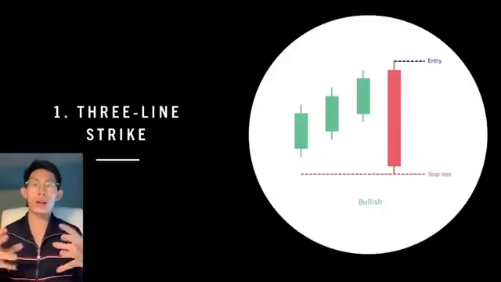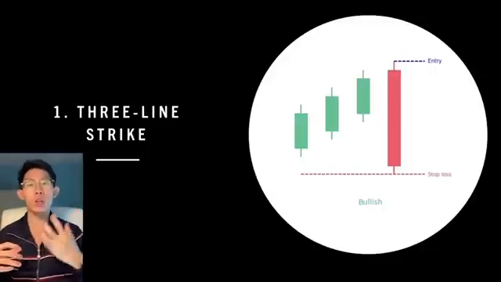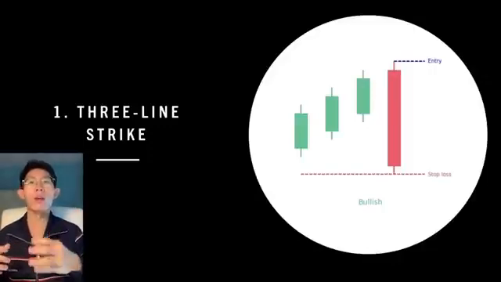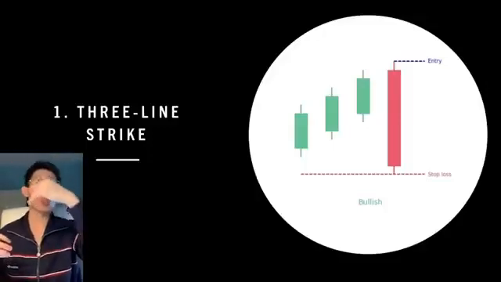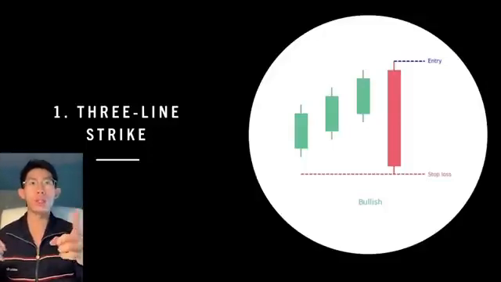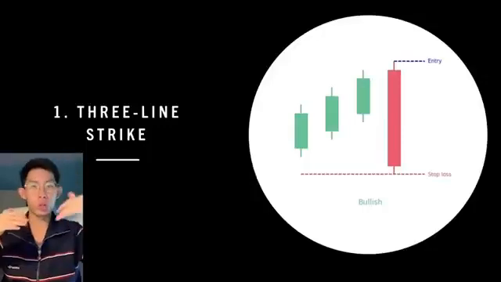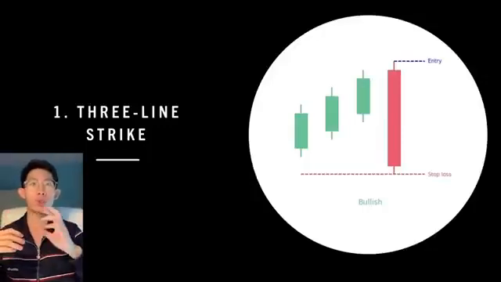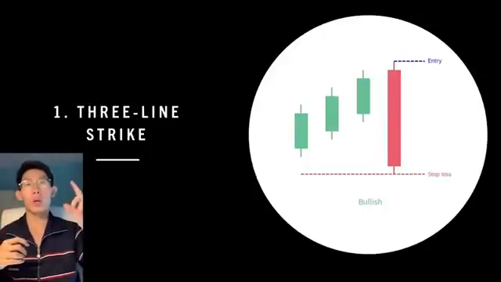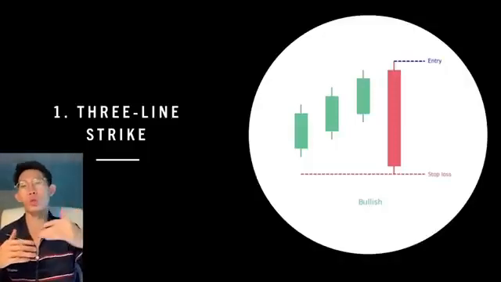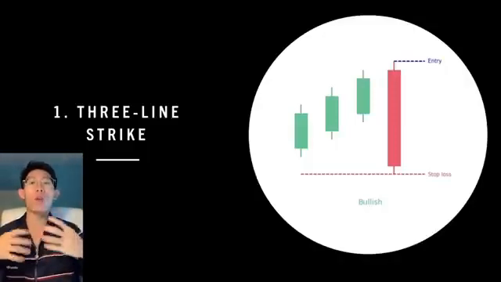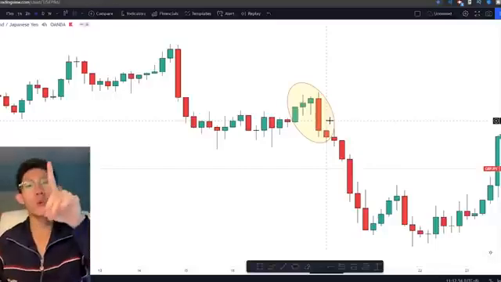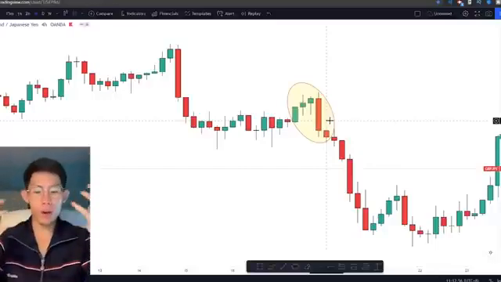So the 3-line strike candlestick pattern is basically a continuation candlestick pattern. This means that when you see this candlestick pattern, the trend is going to continue. So if you see this in a downtrend, it's going to continue going down. And if you see your 3-line strike pattern in an uptrend, it's going to continue to go up. So you should enter for the continuation of the overall trend, right? So the first thing we need to do is to look at the overall trend first.